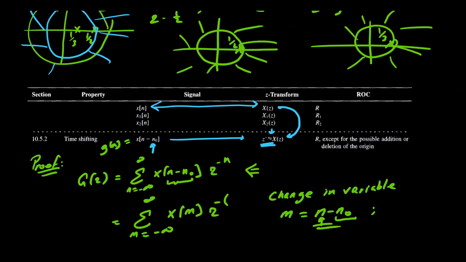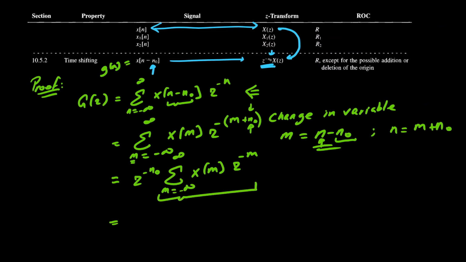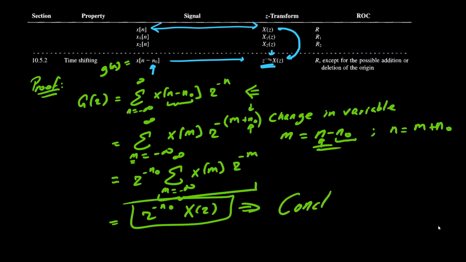Now from here the n would be m plus n naught. We have m plus n naught. So note that the variable of summation is m, and we also have an n naught here, so we can take out this n naught because this is not a part of summation, so this would be simply z to the minus n naught times summation of x of m z to the minus m. But this right now is a standard definition of the Z transform, so this is simply X of z, and we have z to the minus n naught appearing over here. Hence this concludes the proof of time shifting property.